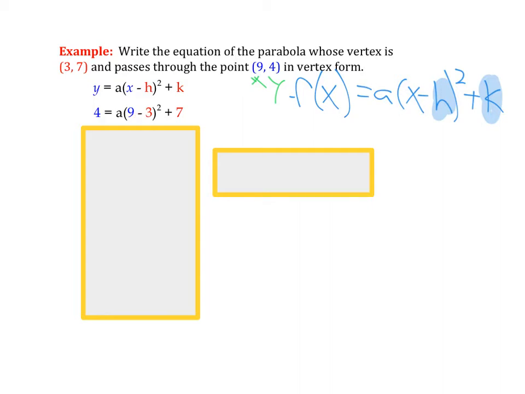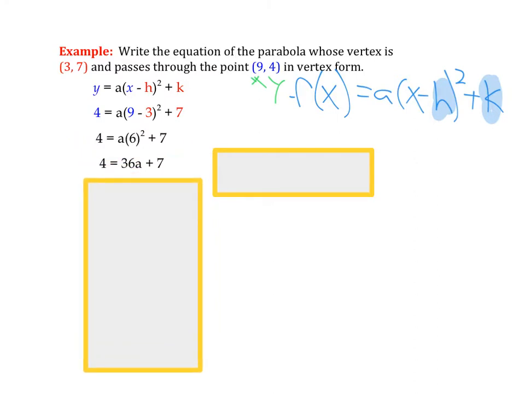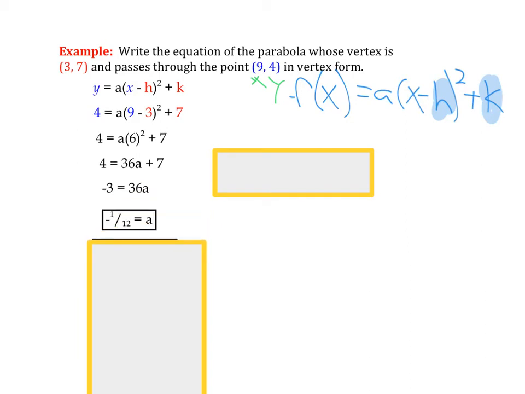9 minus 3 in parentheses, that's just 6. Can we square 6? I sure hope so. So we're going to get 4 equals 36a plus 7. Our goal is to solve for a, so that 7 has to move to the other side. Divide by 36, and 3/36 reduces to 1/12. Keep in mind there is a negative sign out front. So we now have our a value, and we have our vertex. We now have all 3 key ingredients to write our equation in vertex form.